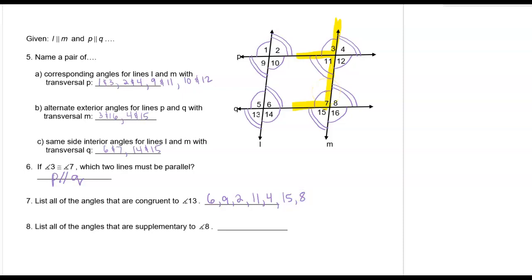Now we want angles that are supplementary to 8. Well, 8 is marked with a double arc, so you can just pick out the angles that are marked with a single arc, like 7 and 16, 3 and 12, 1 and 10, 5 and 14.